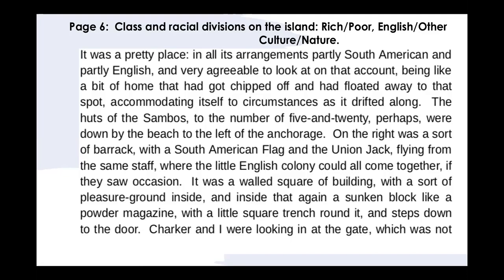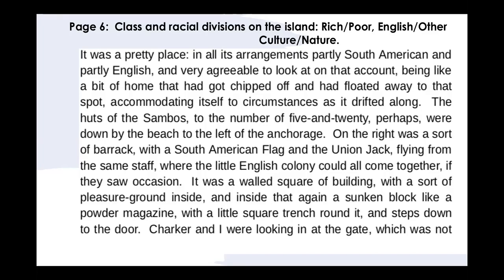To the number of 520, perhaps, were down by the beach. The huts were by the beach, and in poor condition, by the way. Huts express the poor condition of the Sambos. To the left of the anchorage. On the right, you know, the binary of left, and then you have the right now. Okay? On the right was a sort of barrack with a South American flag and the Union Jack, meaning two flags, South American and then the British flag of the United Kingdom, flying from the same staff, where the English, look at this, ladies and gentlemen, where the English colony could all come together if they saw occasion. Everybody would come there.